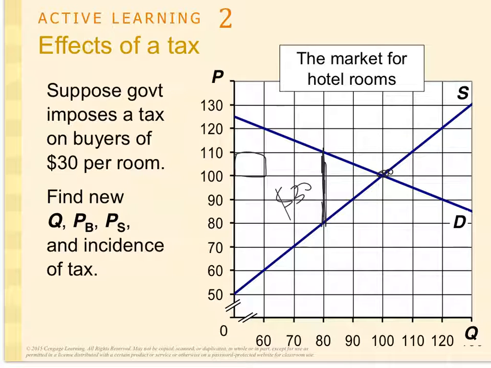Okay, that's the first thing I'm going to do. And that line is going to show us the tax amount. The intersection point of this tax line with the supply curve will tell you the price that sellers are going to receive. And this is the price that buyers are going to pay. And then the effective price that the sellers will receive is going to be $80.